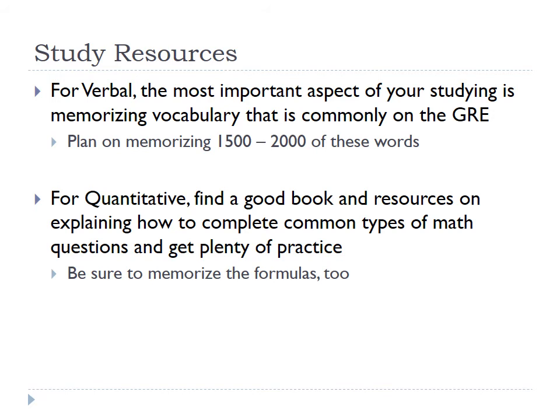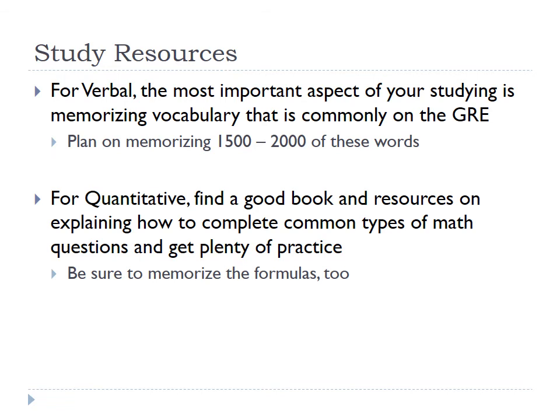Oh, yeah. There's a lot of money in this testing business. For verbal, the most important aspect of your studying is memorizing vocabulary, and not just any vocabulary. Don't just go into the dictionary and memorize all the A's. Memorize words that are commonly on the GRE, and you'll find that in the test materials list on Amazon. Figure on memorizing about 1,500 to 2,000 of those words, with a heavy amount of studying in the days prior to the exam. So cram those vocabulary words.